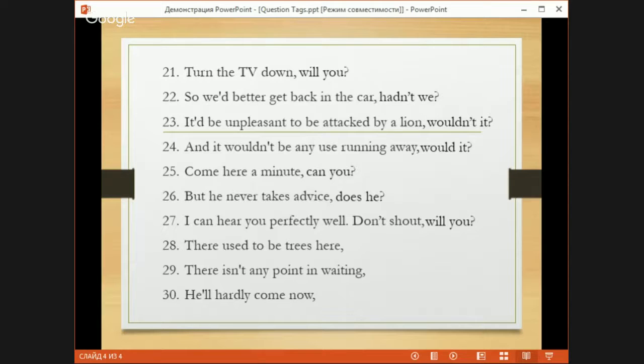There used to be trees here, didn't there? There isn't any point in waiting, is there? And the last one, he hardly comes now. Hardly is a negative form, so will he? That's it. Let's make the conclusion of our webinar.